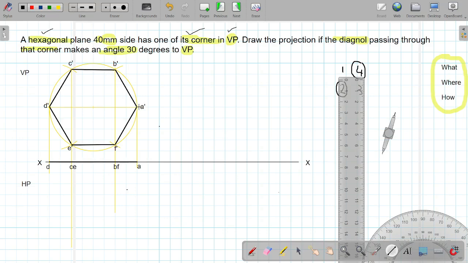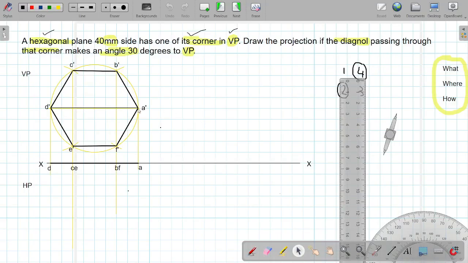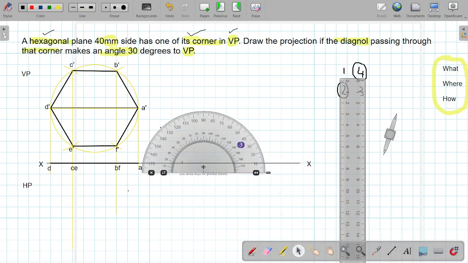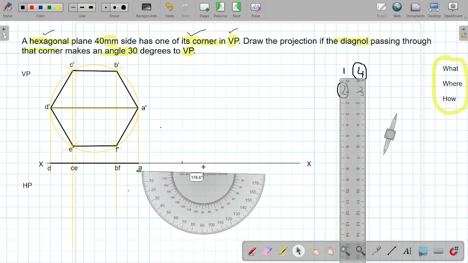So if I make the diagonal from this point A, as per the question, this diagonal from A dash to D dash should make an angle of 30 degrees with VP. A dash to D dash, if we see the projections, it is this point A and this point is D. So this line from A to D should make an angle of 30 degrees. So what I will do is, first I will take any random point. Let us say the point is here. Then from this point I will measure 30 degrees. It should be measured downside because we are making step 3.